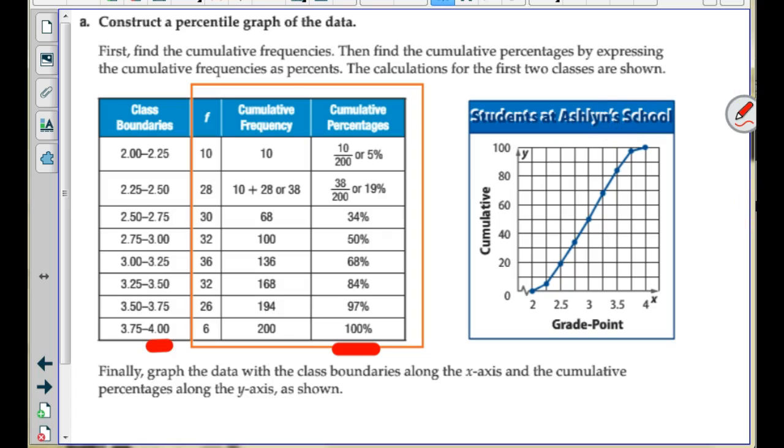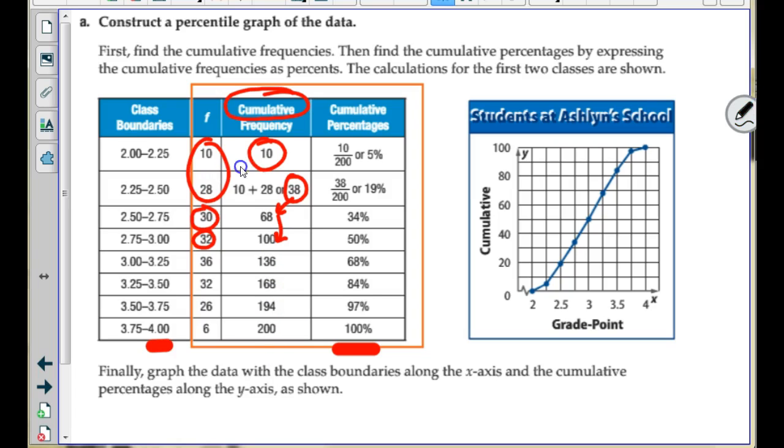So you're saying 10 students were this low. Below here were 38 because you're adding these two together. Does everybody see what I'm doing? Cumulative here means you're adding it up. Then we added 30 more students, so 38 became 68. Then we added 32 students, so 68 became 100, all the way to the top.